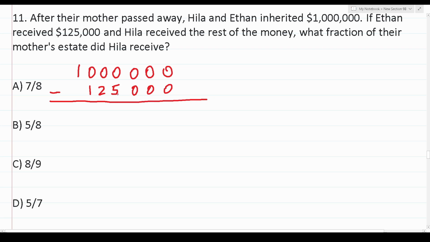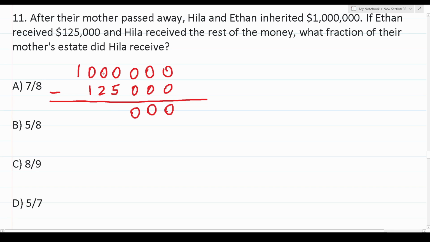And by doing this subtraction, we'll figure out how much money Ela received. So let's go ahead and do this. We have 0 minus 0, which is 0. 0 minus 0 is 0. 0 minus 0 is 0. 0 minus 5 we can't do. So we're going to have to borrow.